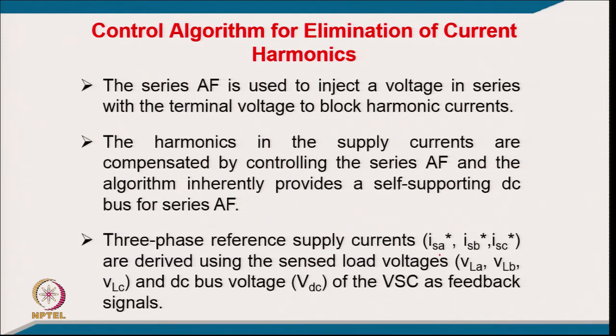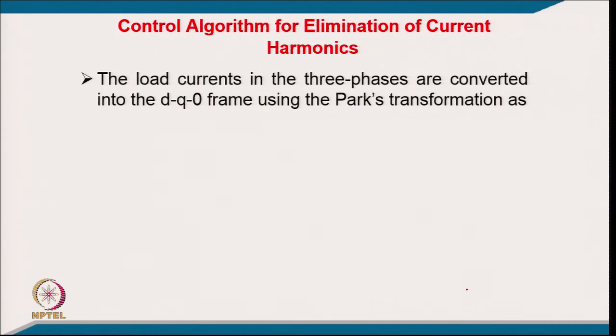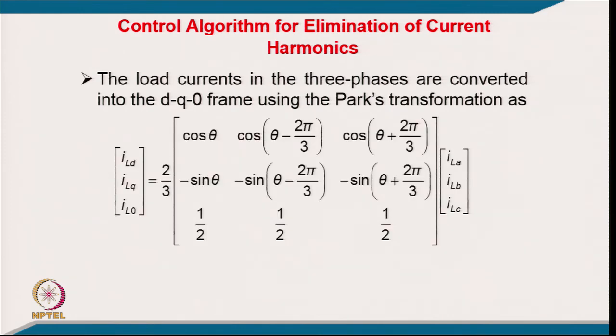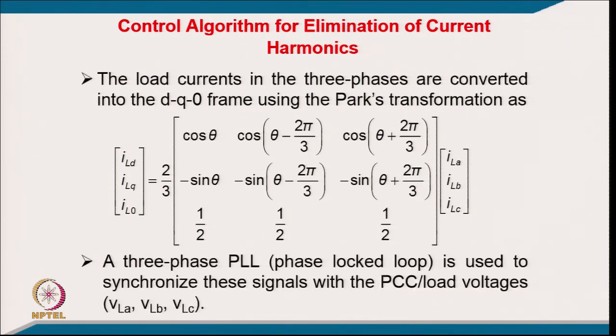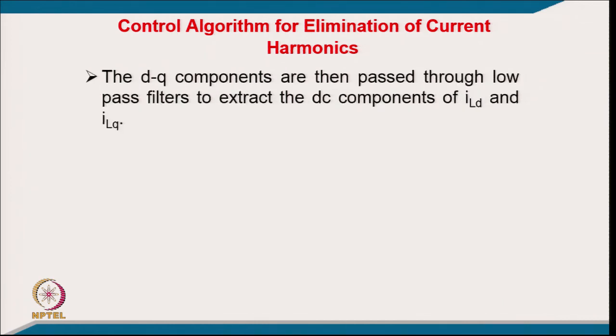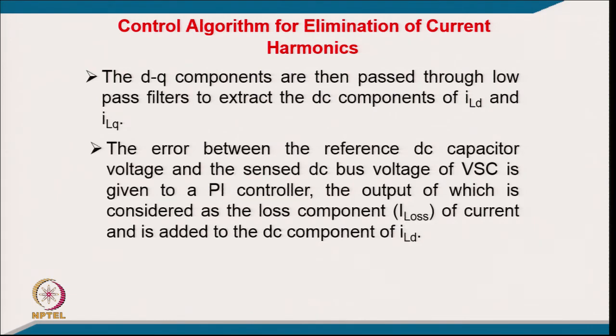The 3 phase reference supply currents are derived using the sensed load voltage and the DC bus voltage of the voltage source converter as a feedback signal, and the load currents in the 3 phases are converted into the DQ0 frame using the Park transformation. This is typically the expression for the control algorithm. This is the load current, and using the Park transformation we are converting to ILD, ILQ and the 0 sequence current, and a 3 phase PLL is used to synchronize these signals with the PCC or load voltage, from which we get cos theta, sin theta. The DQ components are then passed through a low pass filter to extract the DC components of ILD and ILQ, and the error between the reference DC bus capacitor voltage and the sensed DC bus voltage is given to a PI controller, the output of which is considered as the loss component I loss of the current and is added with the DC component ILD.